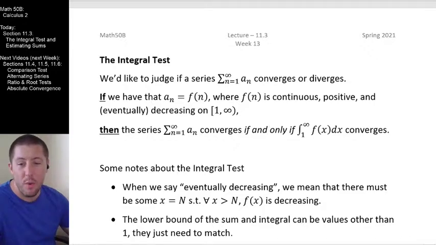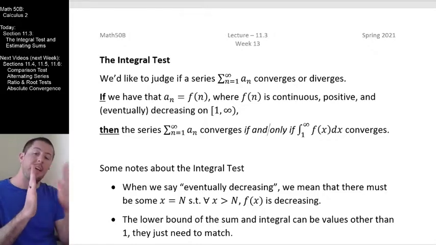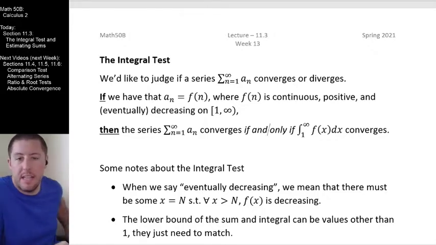So it doesn't need to be a monotonic decreasing function, but we need to be able to go to some x value in the function where for all x values beyond that, it is decreasing. That's one of the requirements on 1 to infinity. If that's the case, then this series will converge if and only if the integral converges.